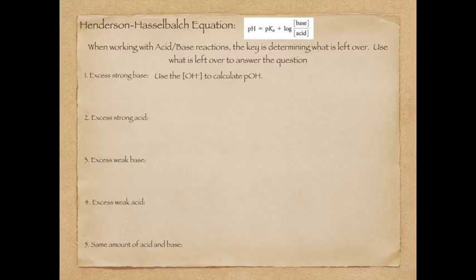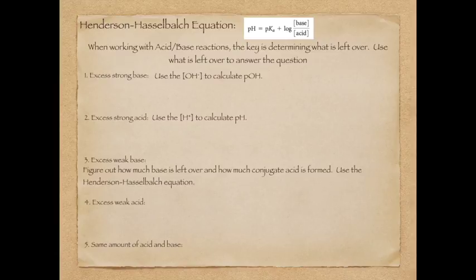Very similar with a strong acid. It doesn't matter if you're reacting it with a weak base or a strong base. If you have excess strong acid, all you need to do is use the concentration of hydrogen ions that are left over to calculate the pH. Now, if you have excess weak base, you need to figure out how much base is left over and how much conjugate acid is formed. Then, because you'll know the amount of base and the amount of conjugate acid, you can use your Henderson-Hasselbalch equation. And we'll get practice with this, I promise.